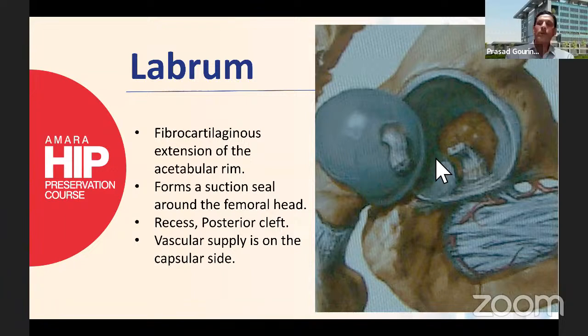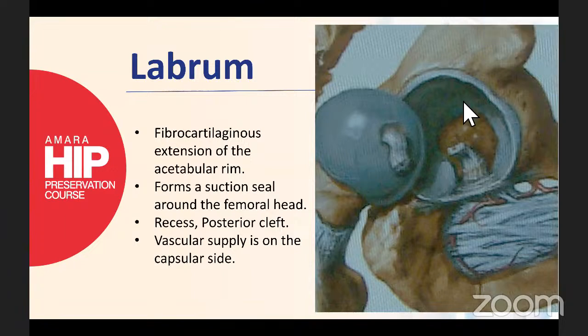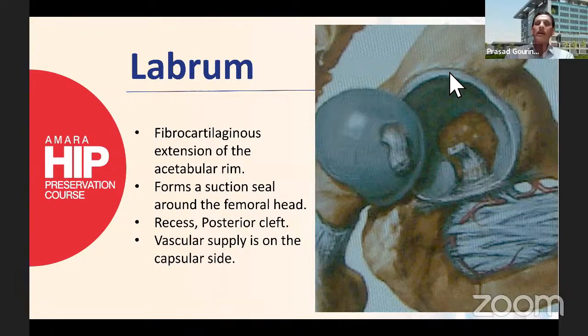The labrum increases size and surface area, though we do not believe that's as important. The current thinking is that the labrum forms a suction seal around the femoral head that will trap the fluid in the hip and distribute the forces better. So if you cut the labrum and lose the labral seal, the force distribution may not be as ideal. Like I said, there's a recess between the capsule and the labrum.